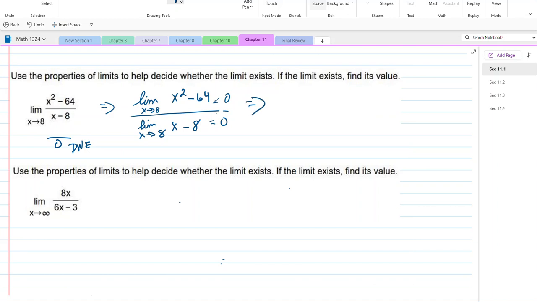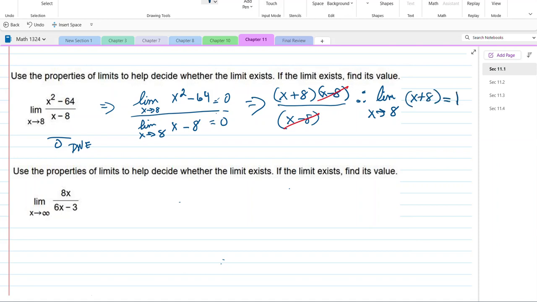Well, what we're going to do is factor: x plus 8 and x minus 8 equal that. And then we're going to do x minus 8. And what happens here is we can cancel that. And now we can take the limit. Therefore, the limit as x approaches 8 of x plus 8 is 16. Cool, isn't it?